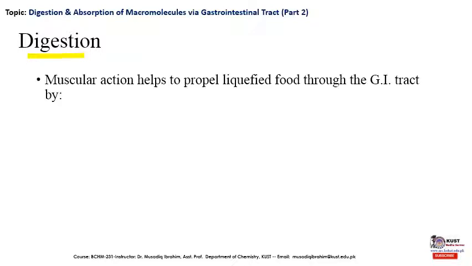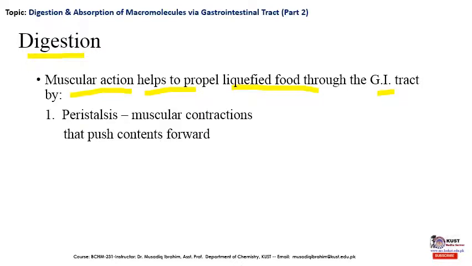So in the process of digestion, there are certain processes which help in the digestion of the food. For example, the muscular action helps to propel or push the liquefied food through the gastrointestinal tract by means of peristalsis. So these are the muscular contractions that push contents forward. The food material is sent forward with the help of muscular contractions.